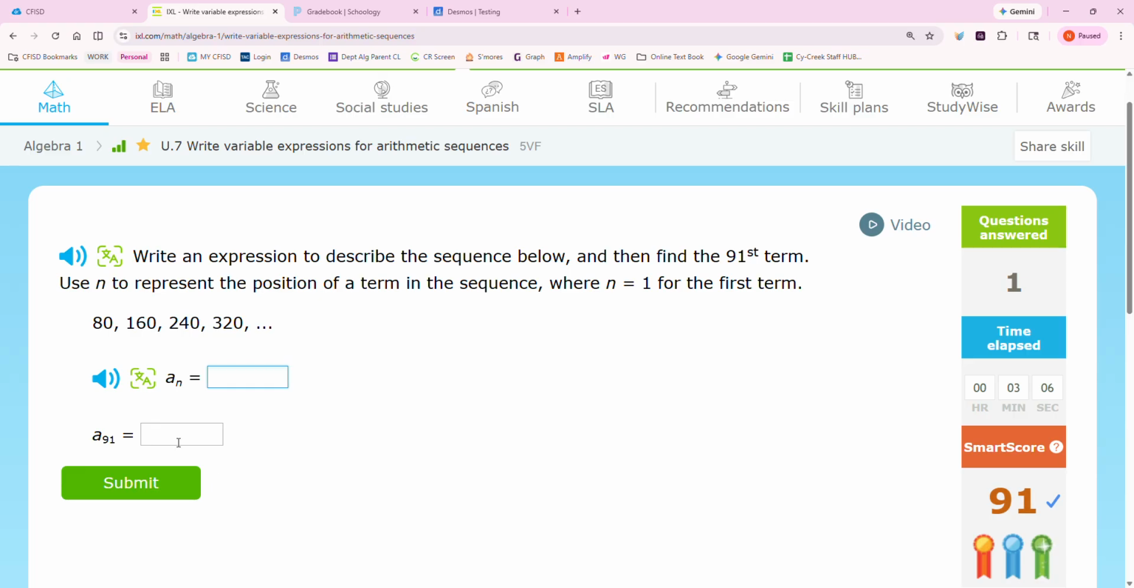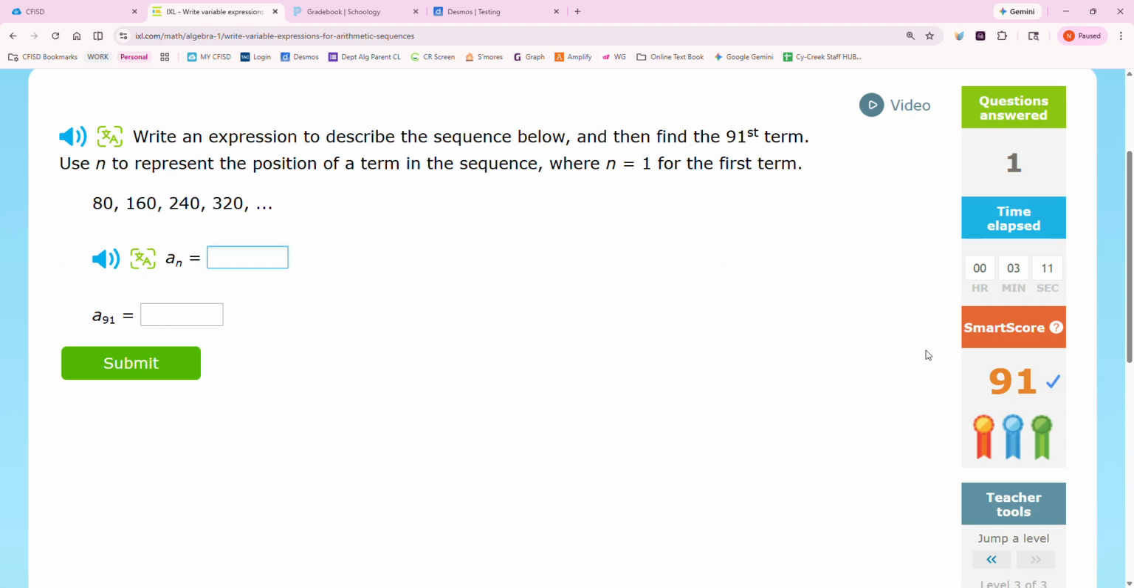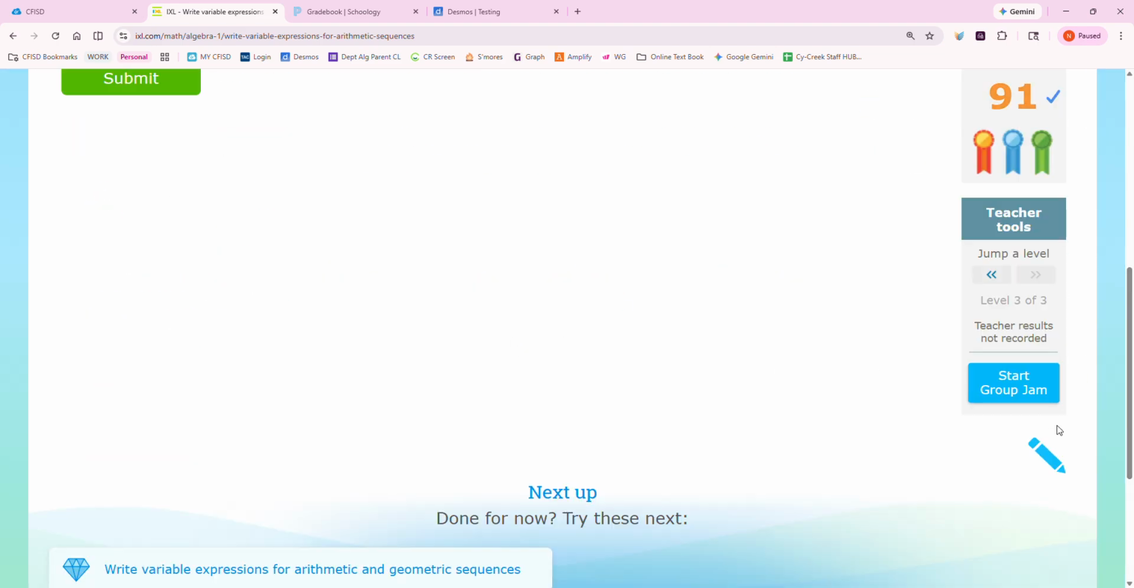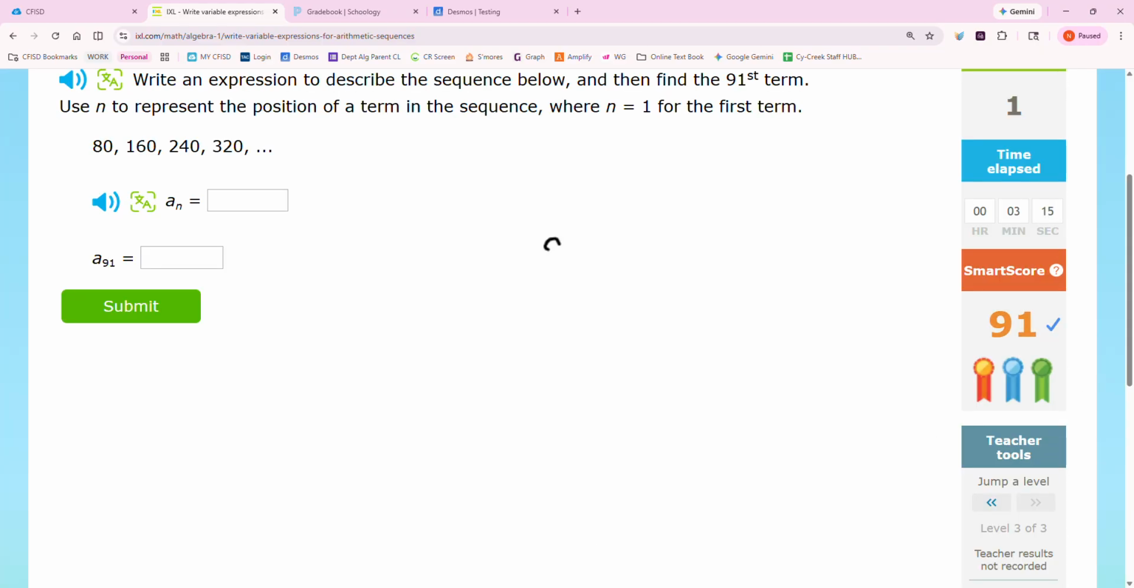And this is why we want to write the explicit format, okay? So our first term in the sequence is 80, plus our common difference. So 160 minus 80 is going to give me 80. So that's plus 80 times n minus 1. So I'm going to go ahead and put 80 plus 80 times n minus 1.